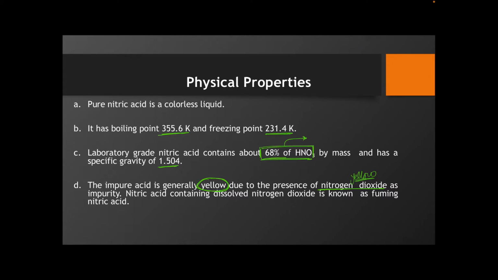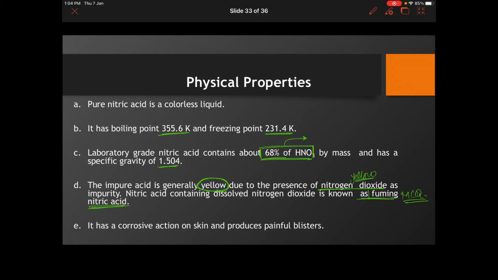But nitric acid containing dissolved nitrogen dioxide is known as fuming nitric acid. Now this is your MCQ based question. That is why I said this point is very important. What is fuming nitric acid? Fuming nitric acid is the nitric acid containing dissolved nitrogen dioxide in it. Perfect. And the last point is again my favorite point, which says that HNO3 has corrosive action.